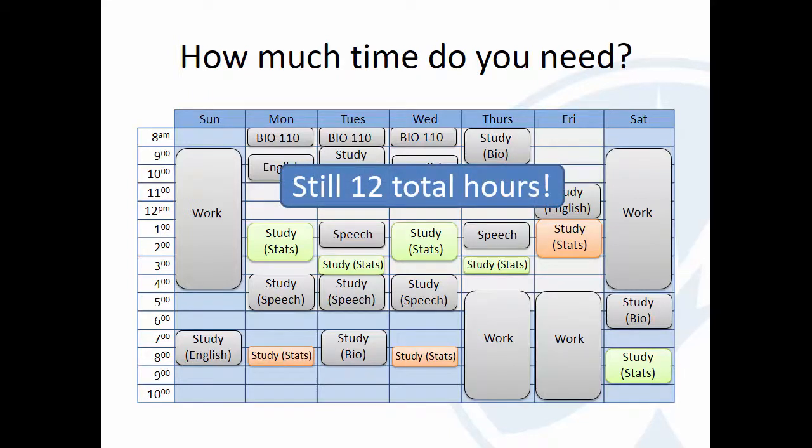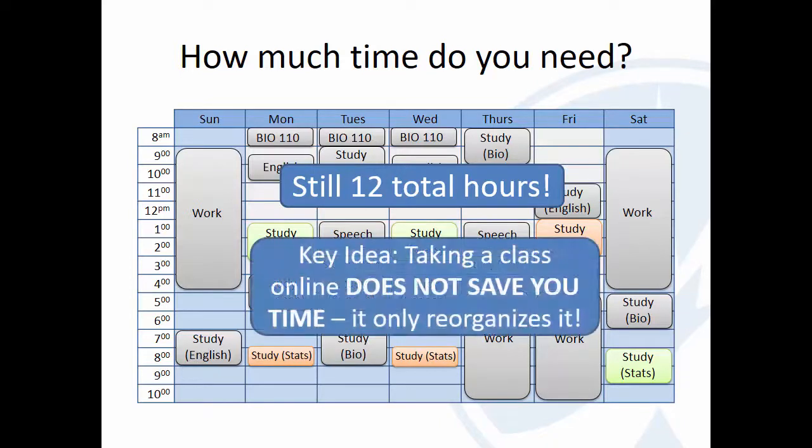So this is really, really important. Taking this class online doesn't save you time. It just reorganizes it. All right, I can't emphasize this enough. Taking it online is not going to save you time.